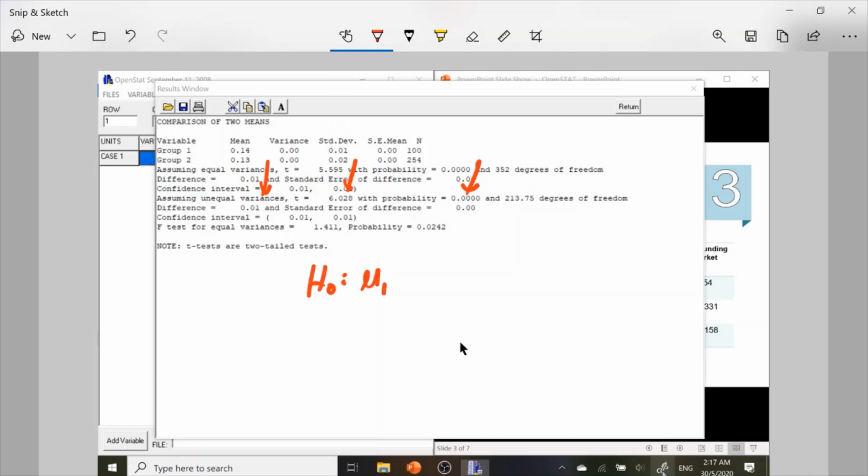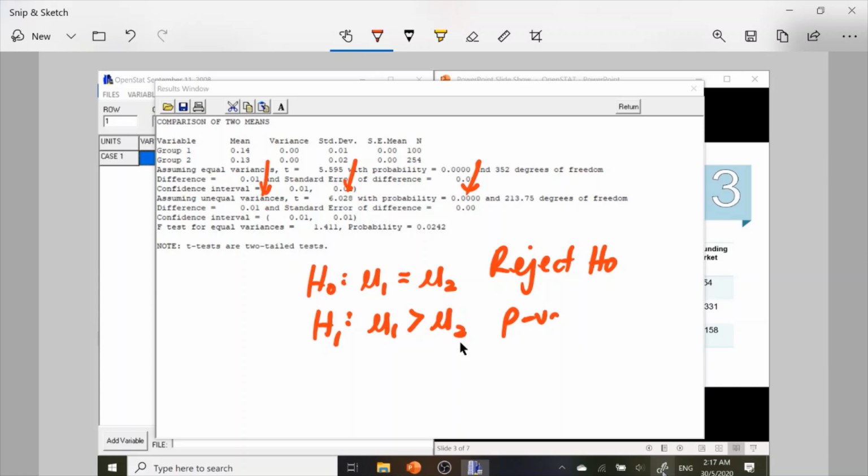Again, what we want is to test whether the mean is equal against the alternative, that one of the means is greater than the other mean value. So here we can reject H0 since the p-value is smaller than alpha, which is 1% or 0.01.